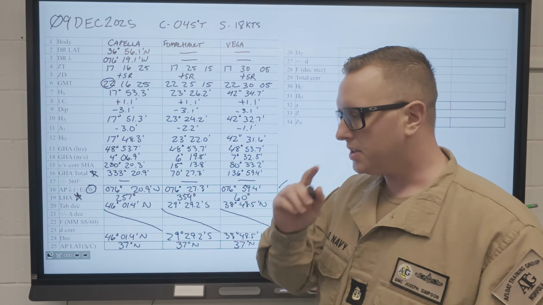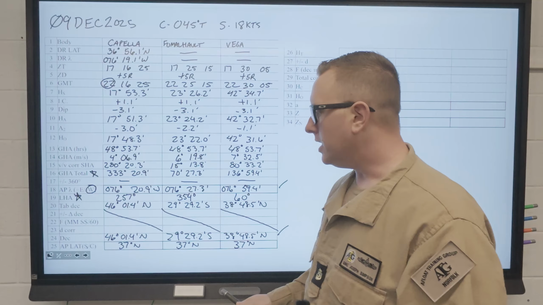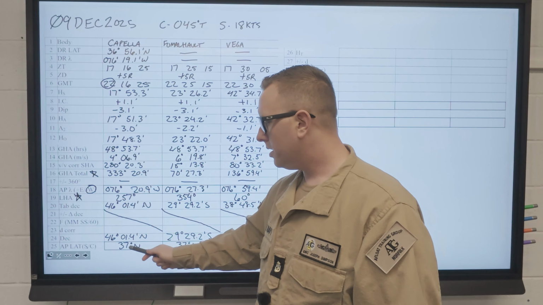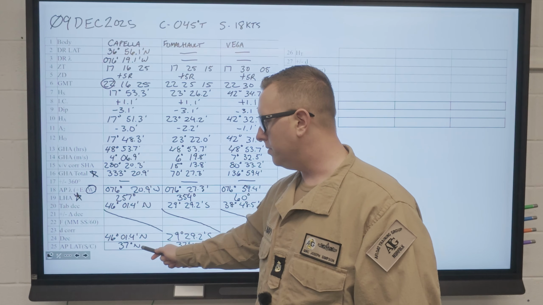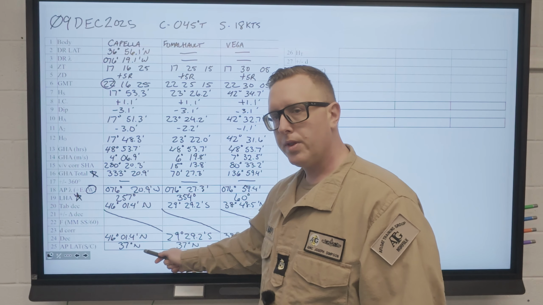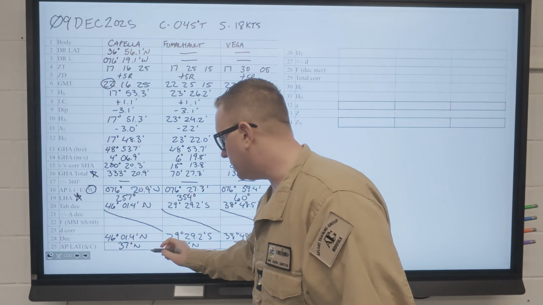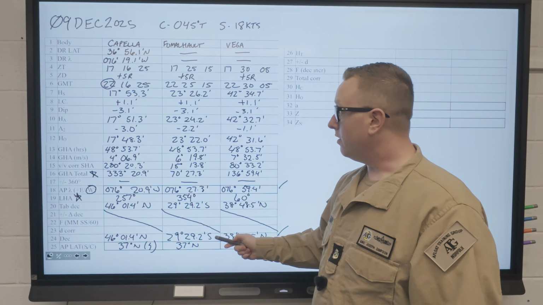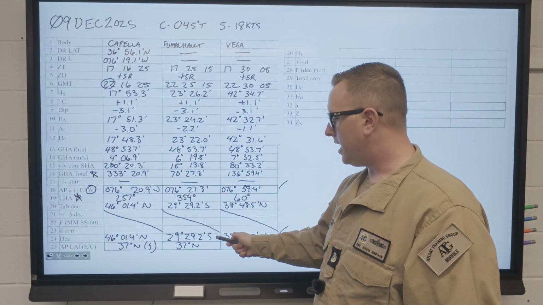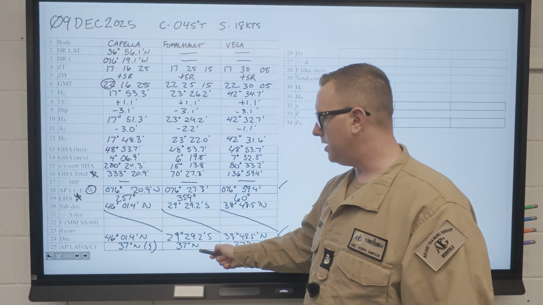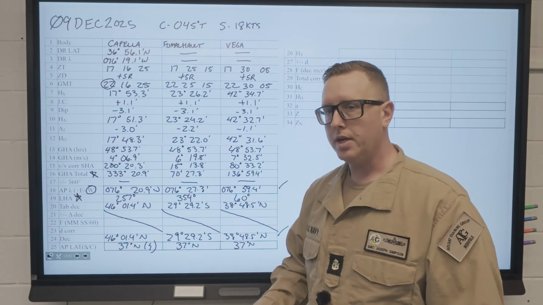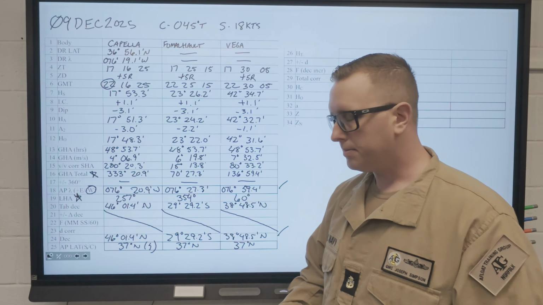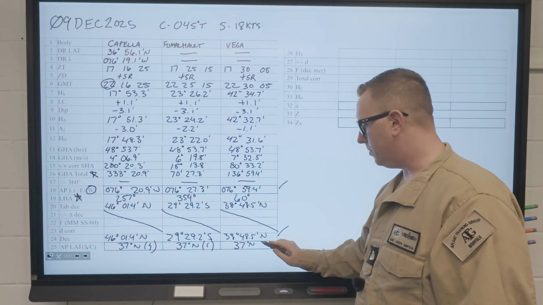Now, when it's asking for the same or contrary, what is it talking about? It's talking about your declination and your assumed position latitude. Since these are both north, they are the same. You're going to use the left side of the book. Now, for Fomalhaut, our declination is south. Our assumed position latitude is north. They're going to be contrary. You're going to use the right side of the book. And the same thing for Vega. Both north, it'll be the same.